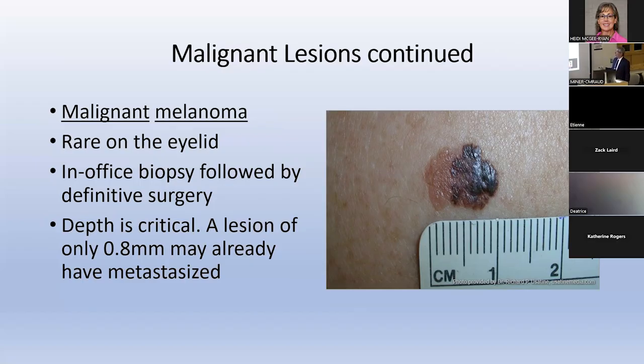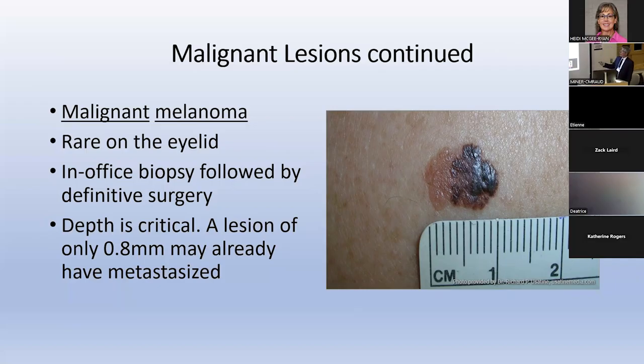And of course, the granddaddy of them all is the melanoma. They're actually very rare on an eyelid. I only saw one in my entire career. They might be on the cheek, and I would get involved with that less frequently or occasionally. But on the eyelid, they're actually very rare.